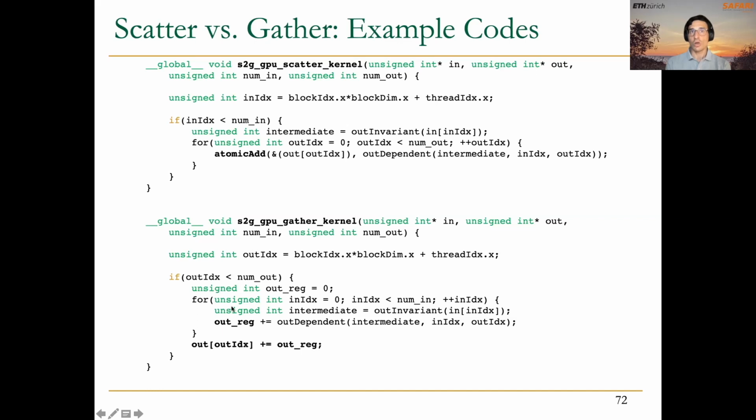And as you see, we are accumulating this outreg that is produced by all the elements of the input, but in the end, the corresponding thread just needs to update its own element in the output. So that's why we don't need to use atomic operations here. So how about the evaluation?